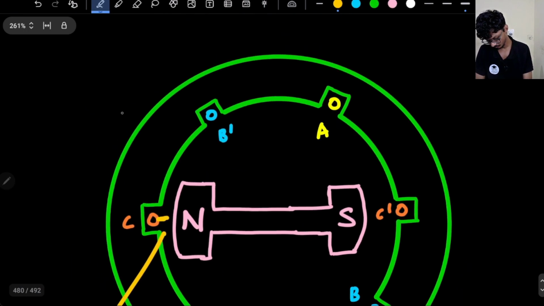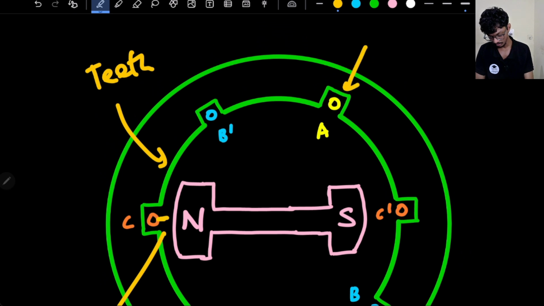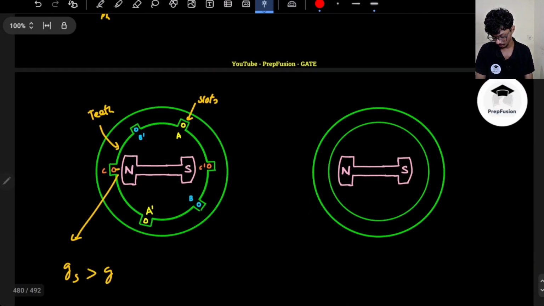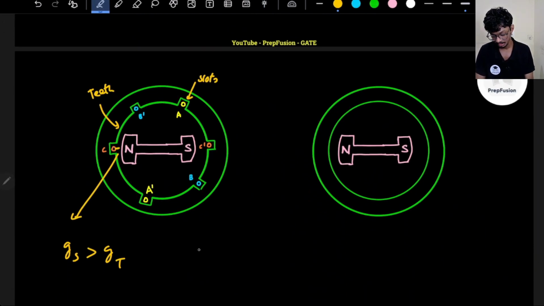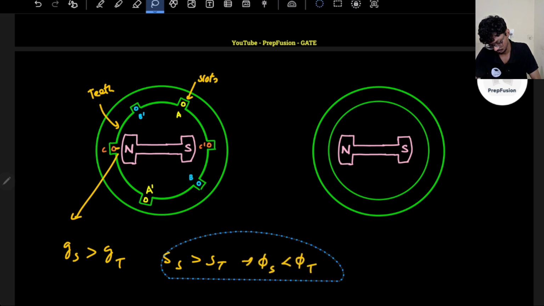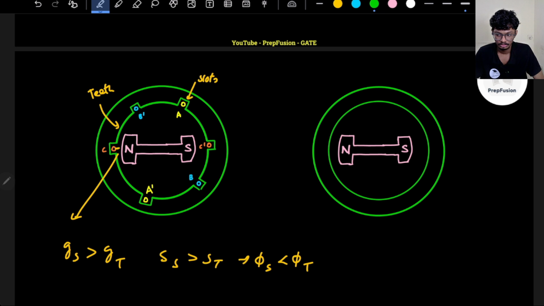These will be called teeth, and these will be called slots. Now the important point to note here: air gap of slots will be greater than air gap of teeth. That means the reluctance of slots will be greater than reluctance of teeth, because it is directly proportional to length. So that means flux density will be constant, but flux of slots will be less than flux of teeth. Okay, so I hope that is clear now.